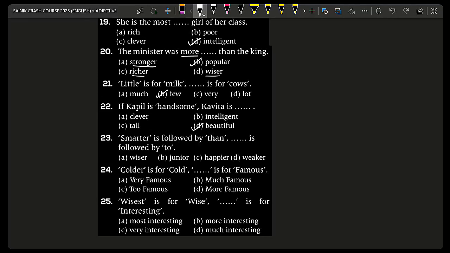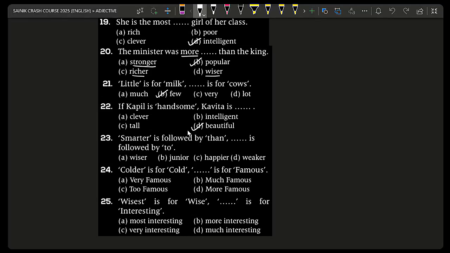23rd. Smarter is followed by than, and dash is followed by to. Harshvardhan, be a little bit louder. Smarter is followed by than, dash is followed by to. So wiser? No, wiser also we use than only. Smarter than, wiser than.